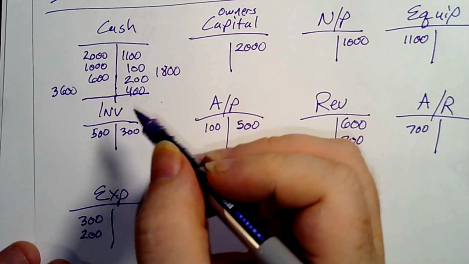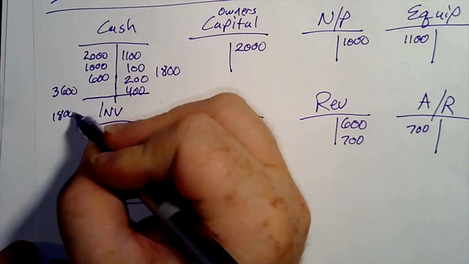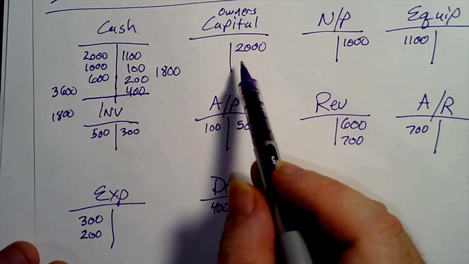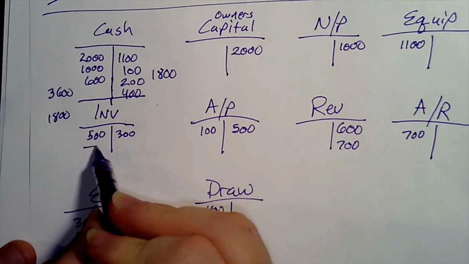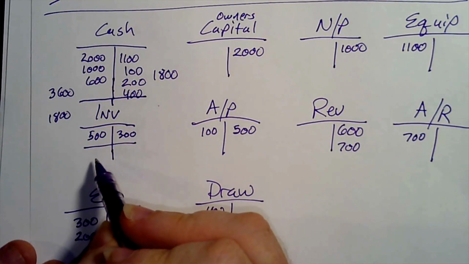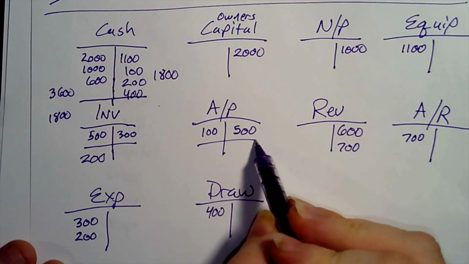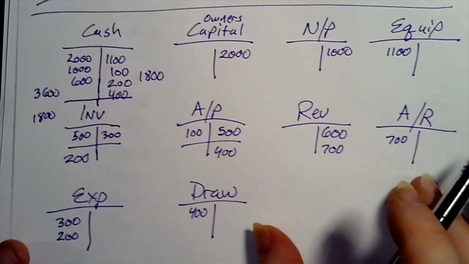So what it ends up being is that we have a positive 1,800 left in our cash account at the end. We only have one item in the capital account, one item in note payable, equipment. We have two items in inventory. So what's our value in our inventory account at the end? It's 200. What is the value in our AP account? It's 400 on the credit side.